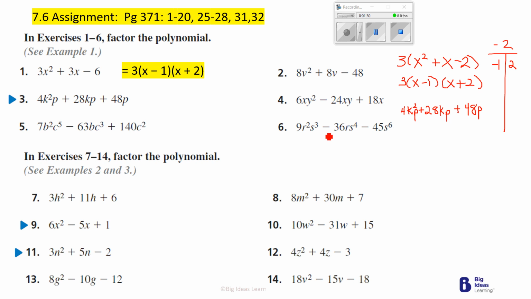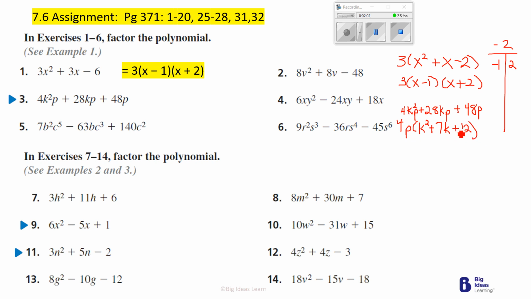When I do this, I realize I'm going to have to factor out the 4. 4 will go into every one of these numbers. So when I factor out, I'm also going to factor out the p that's in front of every one of these as well. That's going to leave me, let's see, with k to the second power. Let's see, 28 divided by 4 will be 7k. And then 48 divided by 4 will give me 12. So that'll be plus 12.